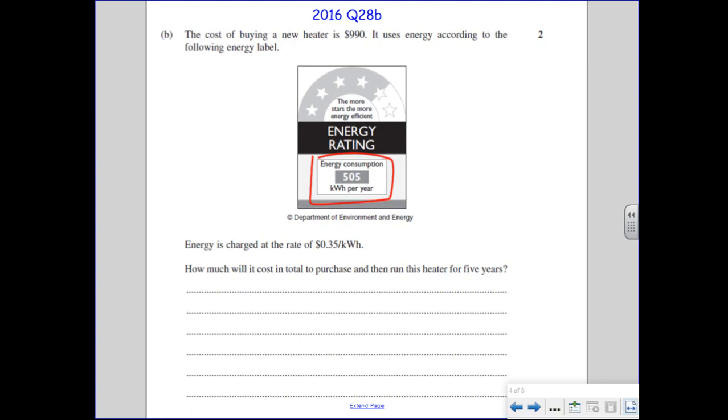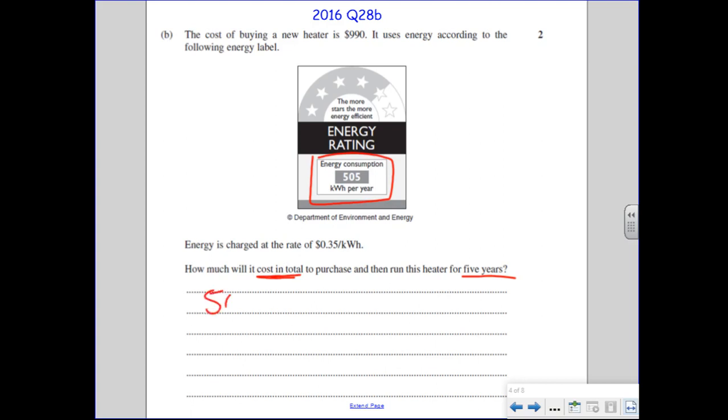So essentially what we want to do is work out how much it will cost in total to run it for 5 years. So we need to read that part carefully. Not only the 5 years, but also the cost in total. So we'll get to that bit in a second. But let's first of all calculate for 5 years.